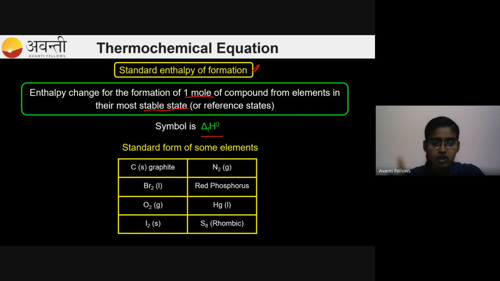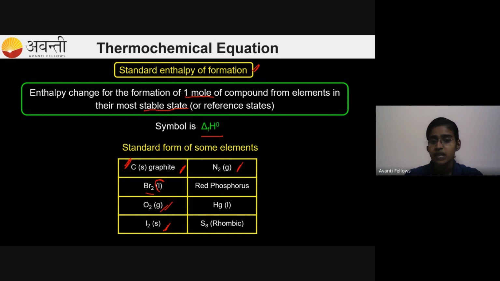If 1 mole of the compound is formed from its constituent elements, then we call that the enthalpy change for the formation reaction. For carbon, we have different types of allotropes: diamond, graphite, fullerene. All these are allotropes of carbon, but graphite is the standard form of carbon. For bromine, the standard state is liquid, oxygen is gas, iodine is solid, nitrogen is gas.